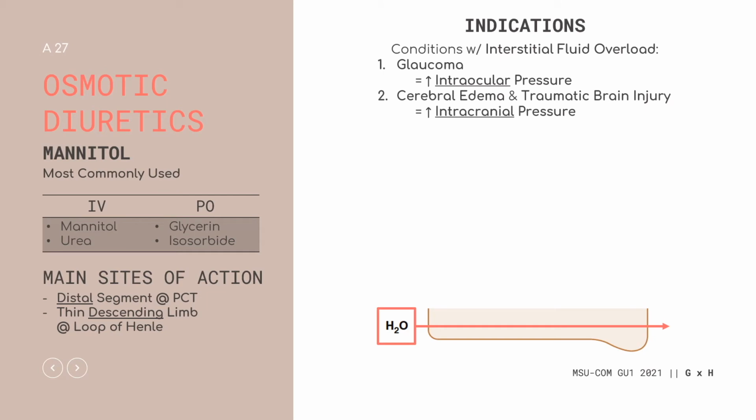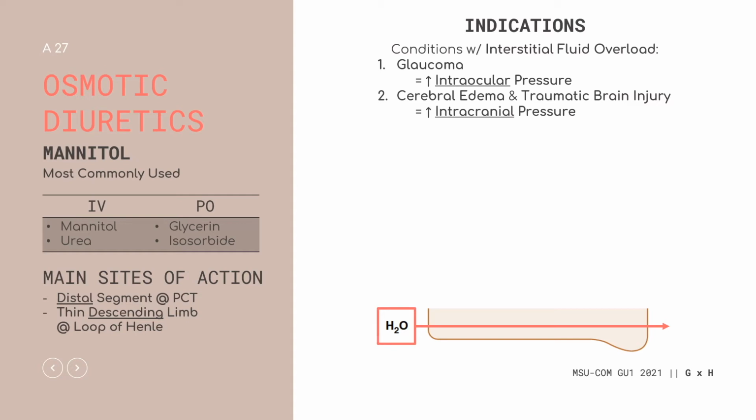The main indications for using osmotic diuretics are conditions where interstitial fluid overload is extremely critical. This includes glaucoma, where fluid in the eyes is in excess due to aqueous humor buildup, a case of increased intraocular pressure, and cerebral edema and traumatic brain injury, conditions that cause fluid buildup in the cranial vault and lead to increased intracranial pressure. Because of osmosis, fluid is driven out of these areas, causing a decrease in the pressures.